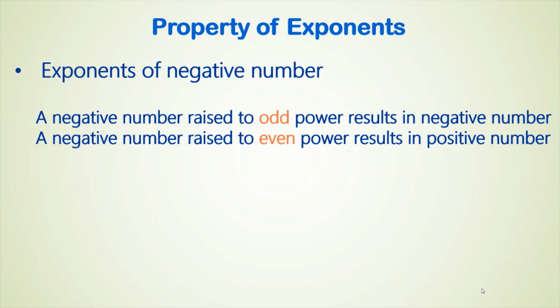In this last property, let's look at exponents applied on negative numbers. So if you have a negative number raised to an odd power, the end result will always be a negative number. But if you have a negative number raised to an even power, the end result will always be a positive number. So let's look at this example here where negative 4 is raised to an even power. This is essentially negative 4 multiplied by negative 4, which is 16.